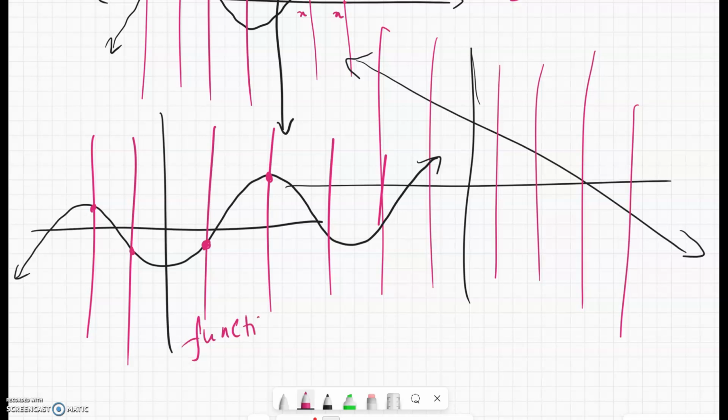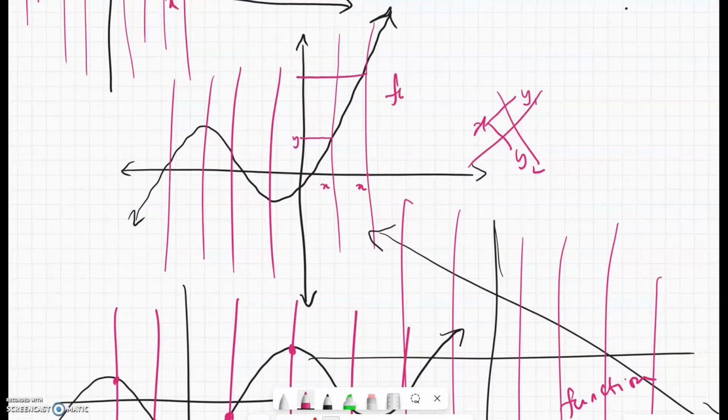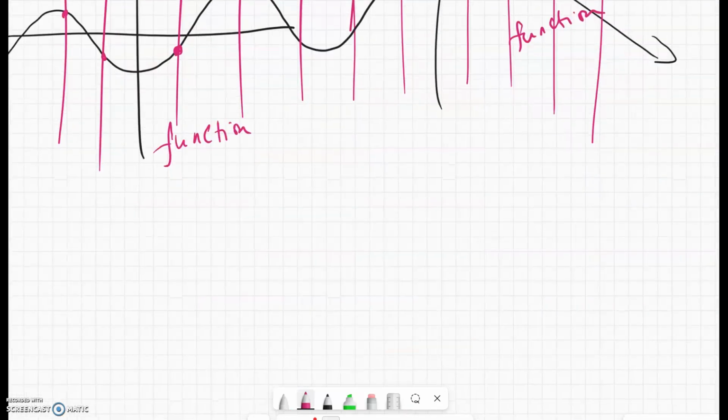If it intersects with the graph at more than one point, it is not a function. Any straight line is a function. Any vertical line intersects with the graph at no more than one point. This is a function. What was not a function was something like this.